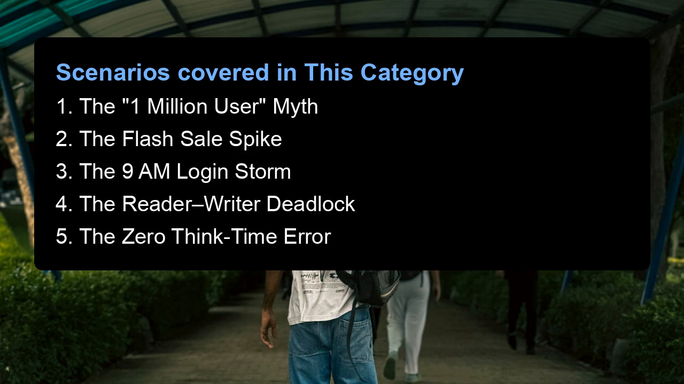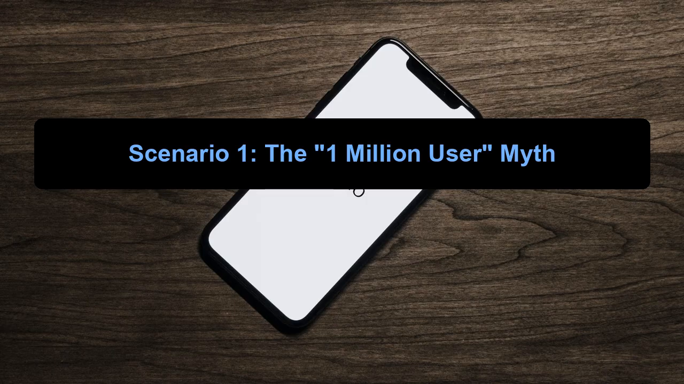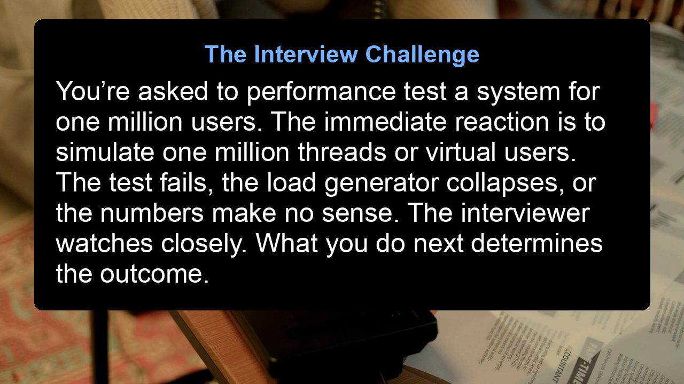Scenarios covered in this category. 1. The 1 million user myth. 2. The flash sale spike. 3. The 9 a.m. login storm. 4. The reader-writer deadlock. 5. The zero think time error. Scenario 1. The 1 million user myth. The interview challenge. You're asked to performance test a system for 1 million users.